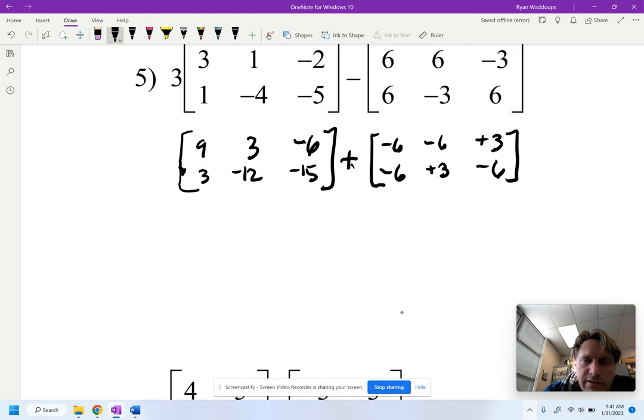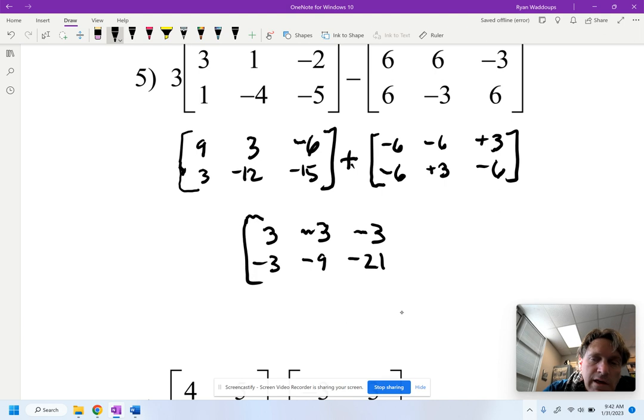And so the end result of this is 9 minus 6 is 3. 3 minus 6 is negative 3. Negative 6 plus 3 is also negative 3. 3 minus 6 is negative 3. Negative 12 plus 3 would be negative 9. And negative 15 minus 6 would be negative 21. And that is the resulting matrix.